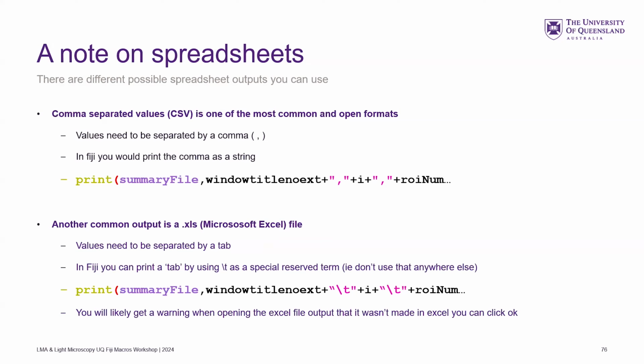You can also print to a direct Excel spreadsheet file. And they are separated by tabs. So instead of using commas, use a tab. In Fiji, to print a tab, you have to use a special reserved term, it's \t, which is a tab. So then that's what it would look like. When you do open it in Excel, you're going to get some warning that says, whoa, this file says it was an Excel file, but it wasn't made by Excel. Do you trust it?